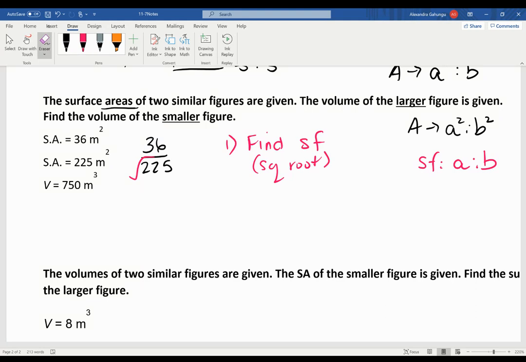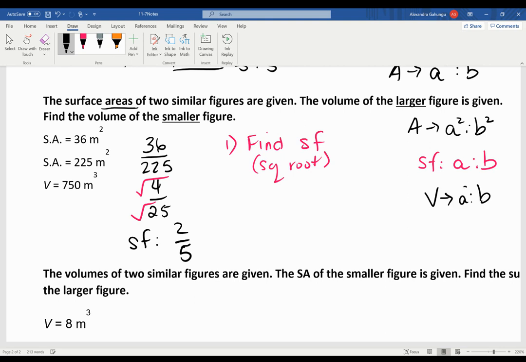Oh, I do have a common factor. So I'm going to go ahead and simplify that to 4 over 25. Then I want to take the square root. Boom, boom. So my scale factor is 2/5. Now to go from scale factor to the ratio of the volumes, I got to cube it.